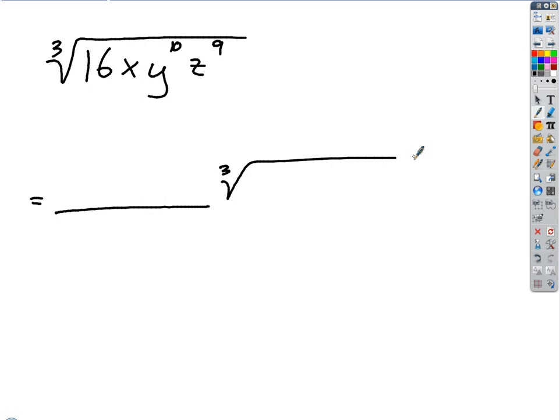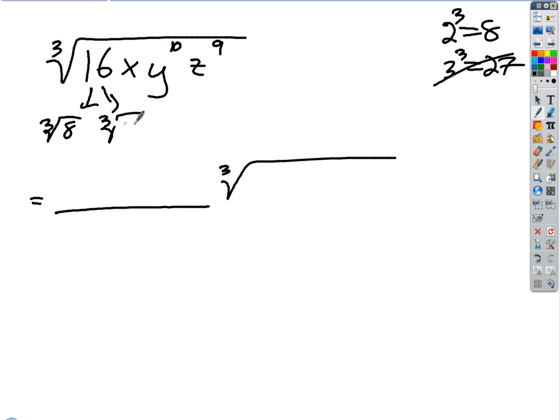Is there a perfect cube that goes into 16? Think about the perfect cubes. 2 cubed is 8, 3 cubed is 27, that's too big. But 8 goes into 16, right? Twice. I could break that 16 up into the cube root of 8 times the cube root of 2, right? And so what's the cube root of 8? 2, right? And then I've got a cube root of 2 that's stuck in there. That's the hardest part. The variables are simple.